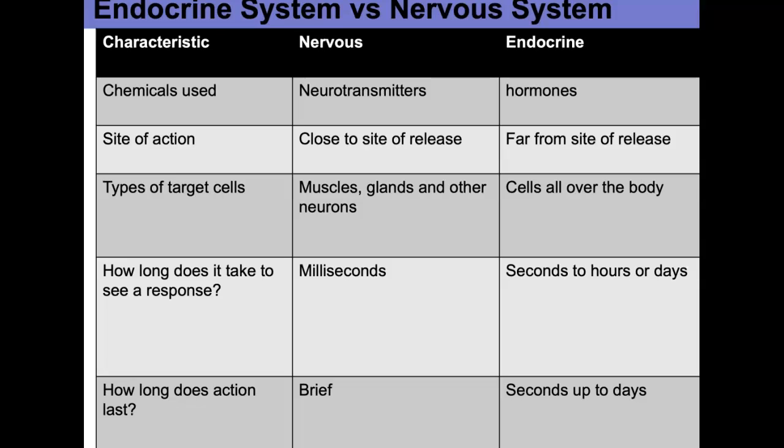How did you do? Did you know the two types of chemicals involved? Did you know where they're acting? Remember, our nervous system is activating muscles and glands, but the endocrine system can activate cells all over the body. And then how long the response takes and how long it lasts.